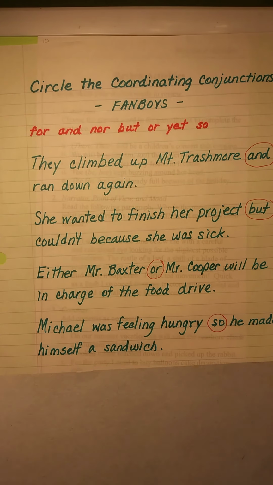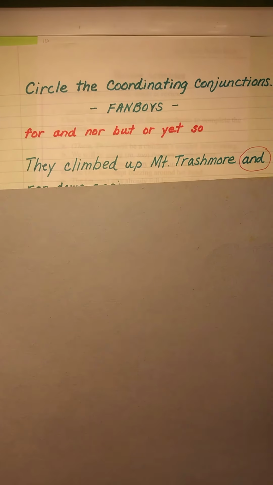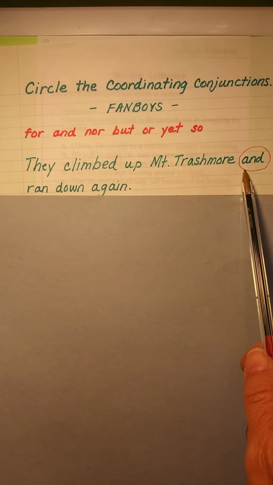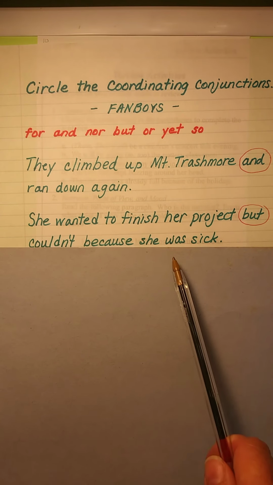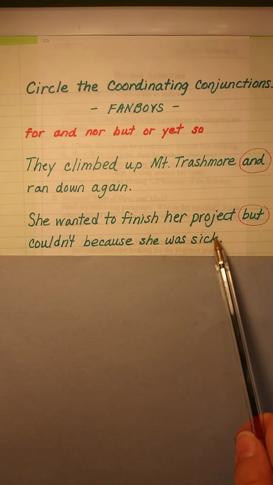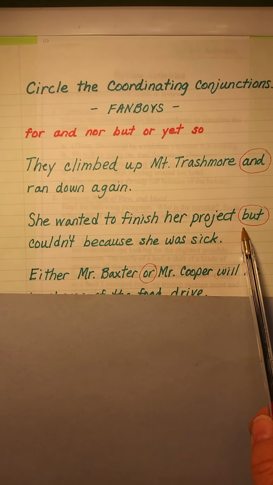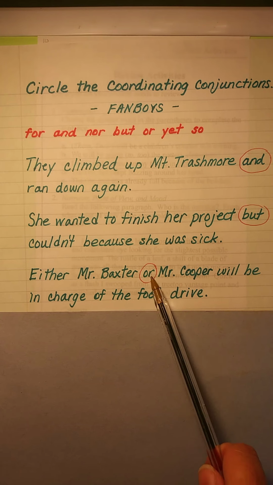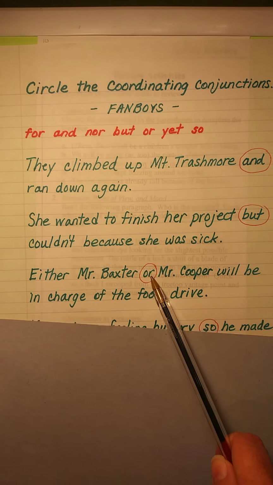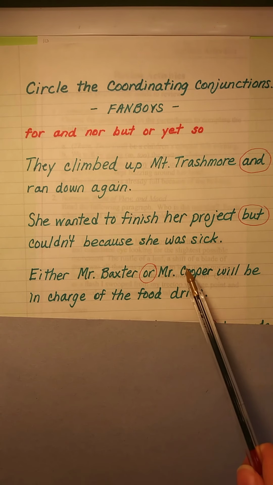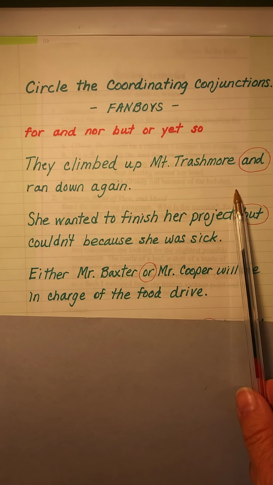I'll just go over those again. They climbed up Mount Trashmore and ran down again. And is your coordinating conjunction. She wanted to finish her project, but couldn't because she was sick. But is your coordinating conjunction. Either Mr. Baxter or Mr. Cooper will be in charge of the food drive. Or is your coordinating conjunction. Or is joining two names, Mr. Baxter, Mr. Cooper.